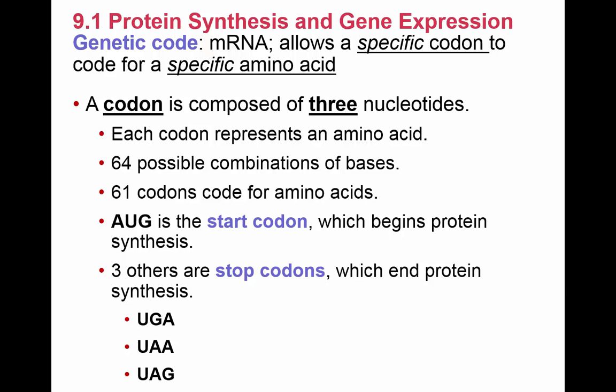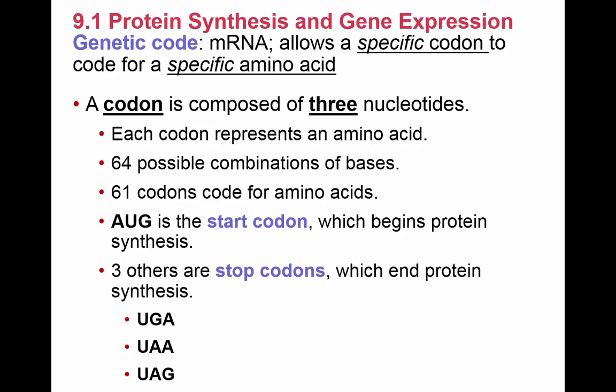One really important thing that you need to know about this mRNA is it's known as your genetic code. This genetic code is read 3 bases at a time. We call it a codon. So if you take that messenger RNA that was just made and divide it into groups of 3 bases, each group of 3 is known as a codon. And each codon represents an amino acid.